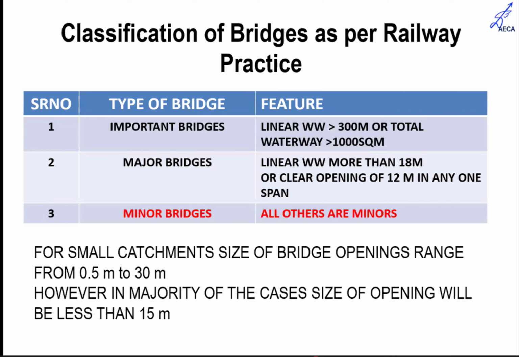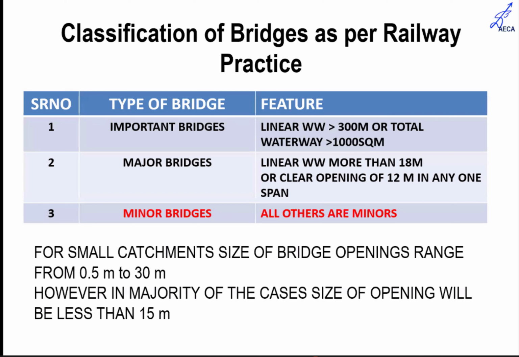Now, this presentation I will make with reference to the railway practice. But the principles are applicable equally for the road bridges, and anyway, the structures are over the river. So the railway practice is to classify the bridges as important, major and minor. Important bridges are those with the linear waterway more than 300 meters or a total waterway of more than 1000 square meters. Major bridges are those with linear waterways more than 18 meters or a clear opening of 12 meters in any one of the spans.